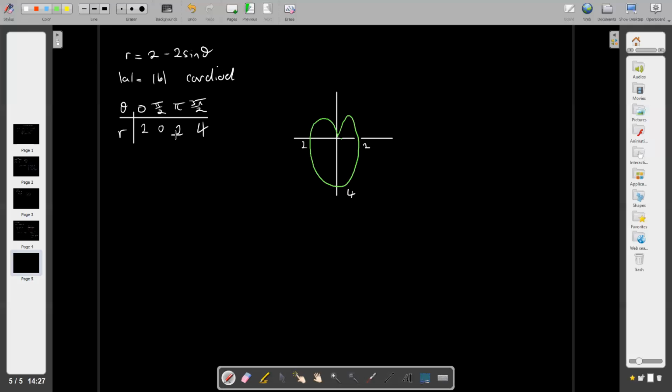Again, because mod a is equal to mod b, that says it's a cardioid. Because it's sine, it's the up and down axis, if you like. Because it's negative, it opens downwards. If we draw the table, we find that everything is in fact positive. At 3 pi on 2, sine is negative 1, so this becomes 2 subtract negative 1 times 2, so 2 plus 2 is 4. So it's all positive. I'll do another example of this.